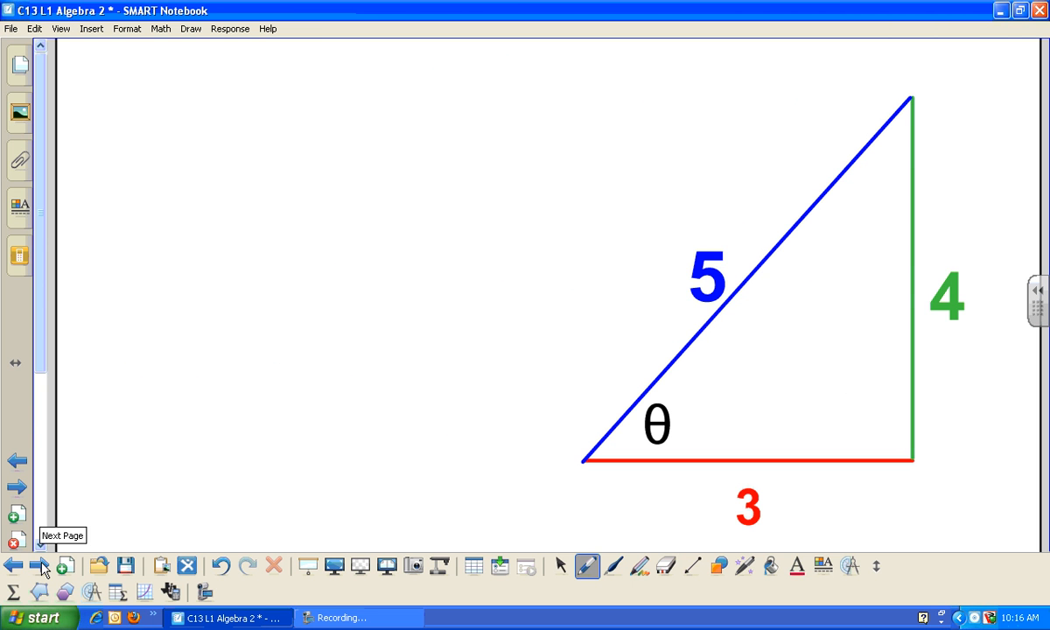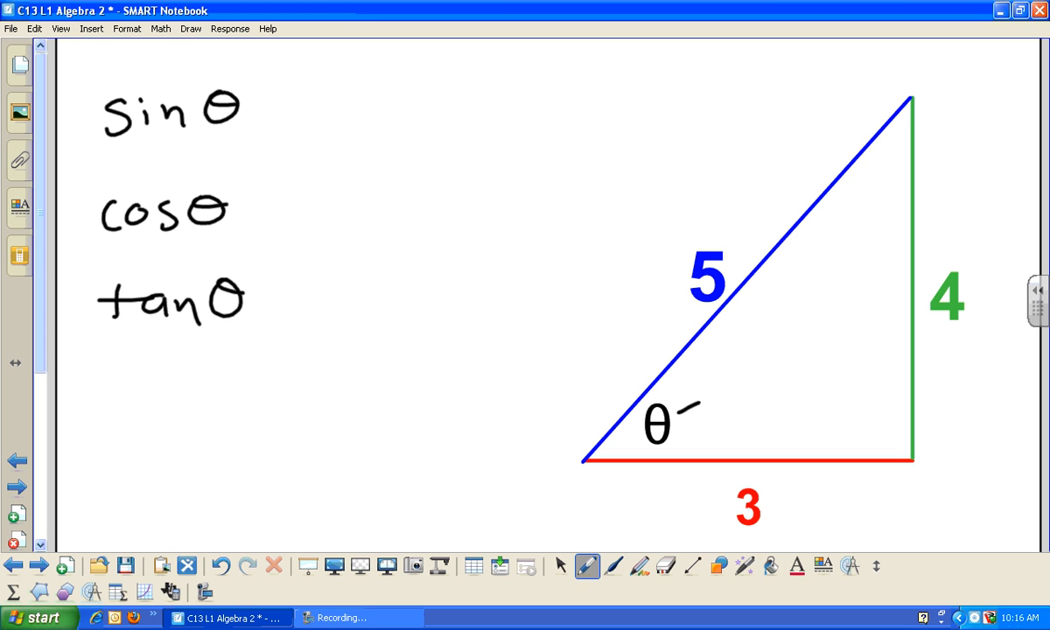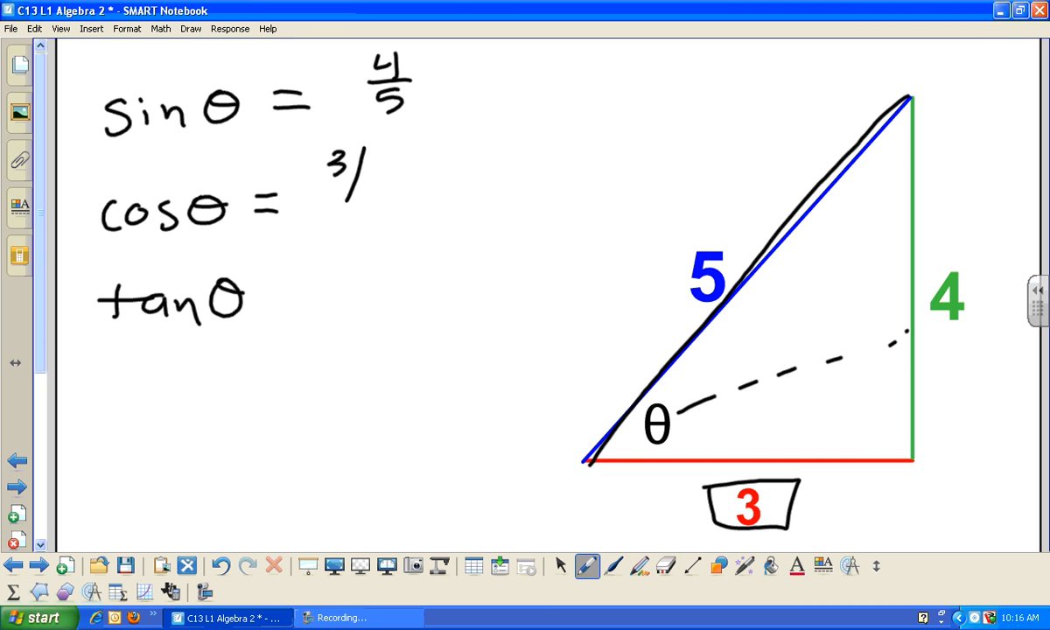If I'm given this triangle and I want to find sine theta, cosine theta, and tangent theta, sine is going to be my opposite over my hypotenuse. Hypotenuse is always your longest length. So sine would be 4 over 5. Cosine is your adjacent over hypotenuse, which is 3 over 5. And tangent is your opposite, which is 4, over adjacent. Whenever possible, you should always reduce. Here I can't reduce any further.